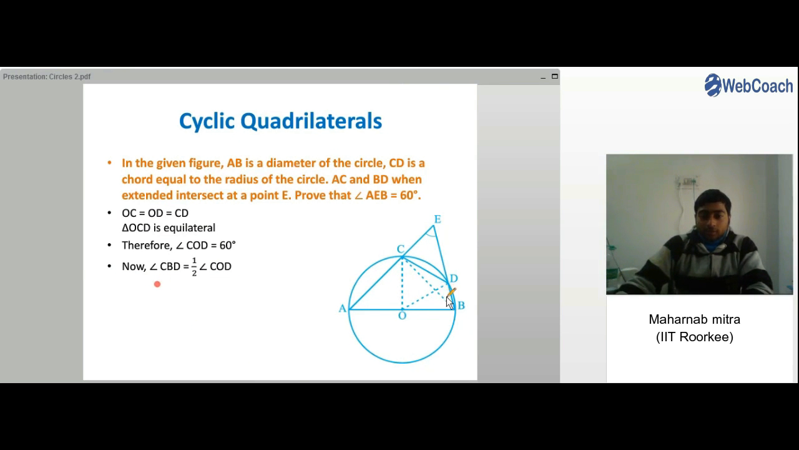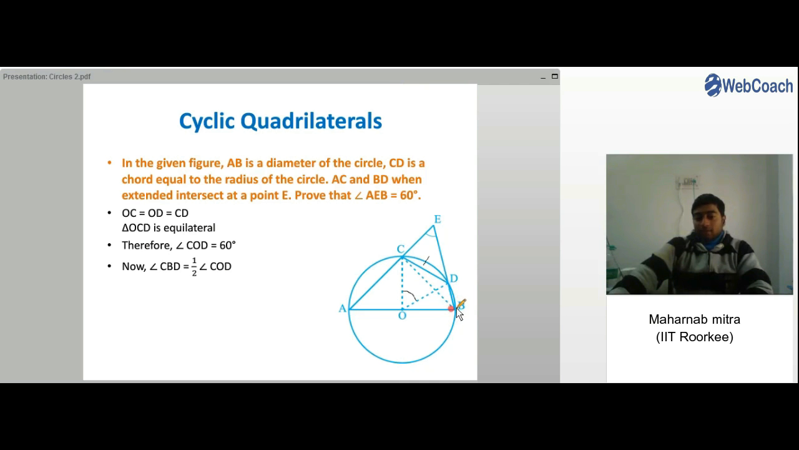Now angle CBD, which is this angle, is half of angle COD. And why is that so? If you look at it in an inverted fashion, try to rotate your eyes 180 degrees and imagine this figure. If we consider the arc CD, the central angle subtended by it at O is angle COD. This is the central angle subtended by the arc CD. And you can also see the arc CD subtends an angle at B.